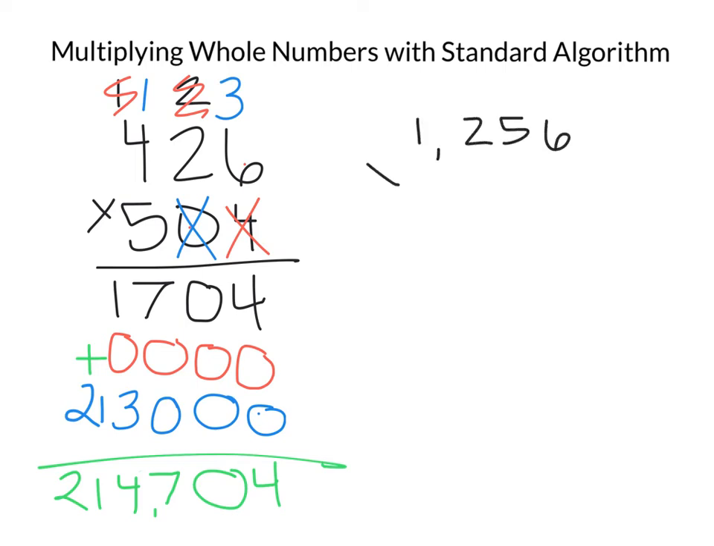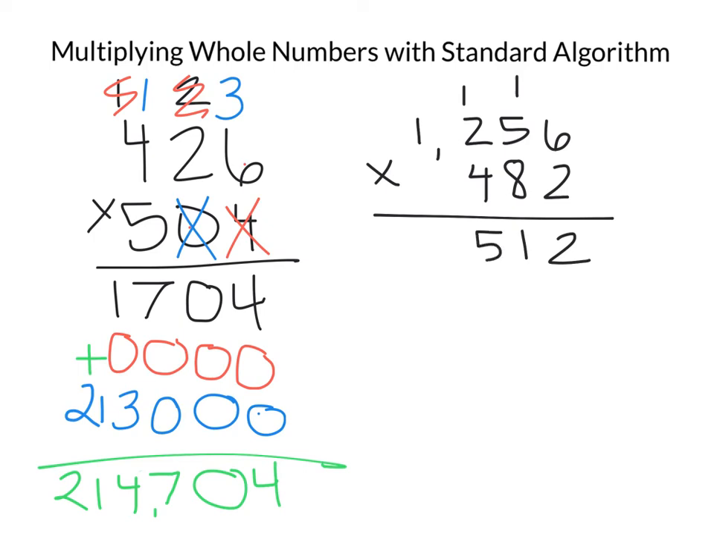Now my last example is going to be a 4-digit number times a 3-digit number. 1,256 times 482. Now I do the same thing. 6 times 2 is 12. Drop the 2, carry the 1. 5 times 2 is 10, plus 1 is 11. 2 times 2 is 4, plus 1 is 5. 1 times 2 is 2. I'm done with the 2 and the 1s.